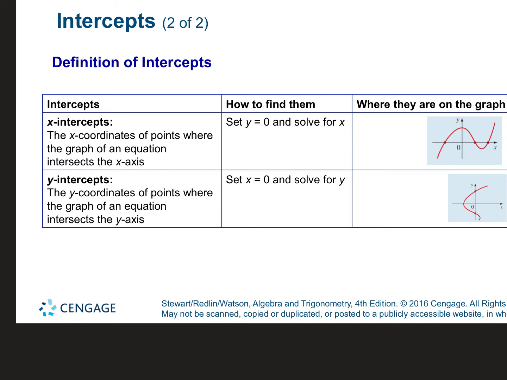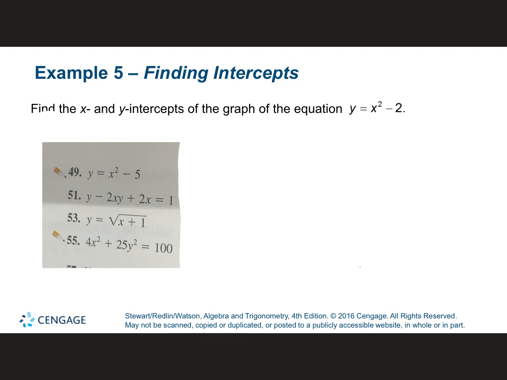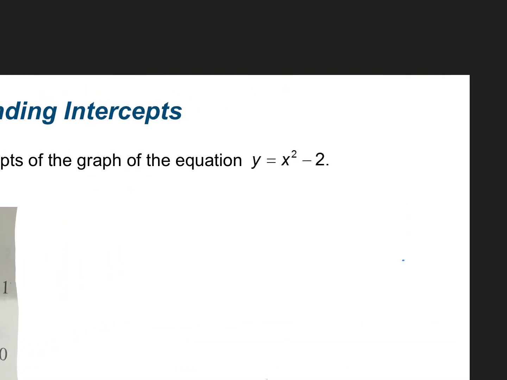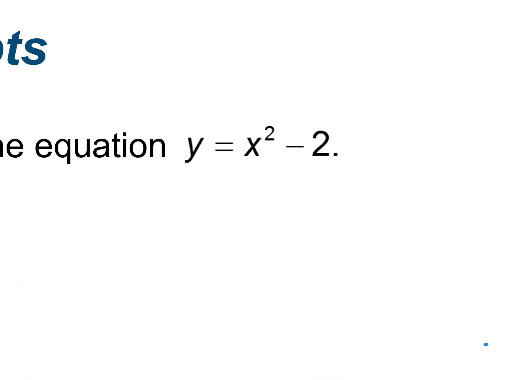It's right there, right in front of you guys. So now we're just going to practice some. We're going to find the x and y intercepts. Don't worry about graphing right now. I just want to find x and y intercepts. So let's use this first example right here: y equals x squared minus 2. This is all I need to see from you. I don't need to see huge writing. I just need to see that you understand.